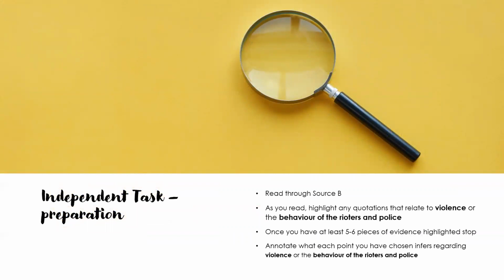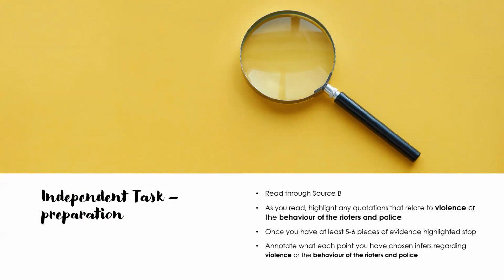So I would like you to read through that source again on your own, if possible. And as you read through, I want you to highlight any quotations that relate to violence, behaviour of the rioters, or police. Once you have 5 or 6 pieces of evidence highlighted, you don't need much more than that, because you're not going to be writing many more paragraphs than that. Then stop, okay? You don't need to waste time and do more. Remember, timing is really important on this paper.